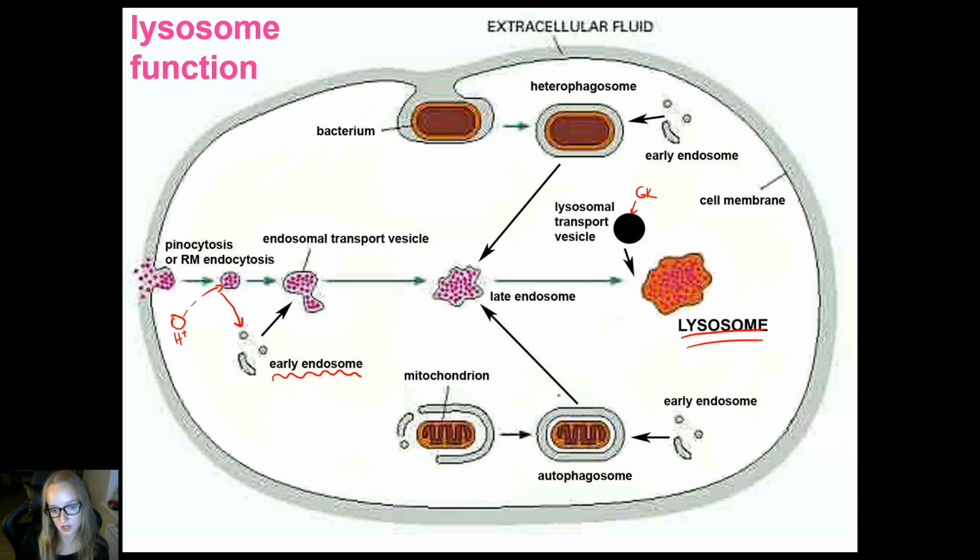And you can see here the explanation of the autophagosome. There is a mitochondria on the inside that fuses with an early endosome, and there is this process going on. Once again, it creates a late endosome and fuses with a lysosome. Heterophagosome, the same.